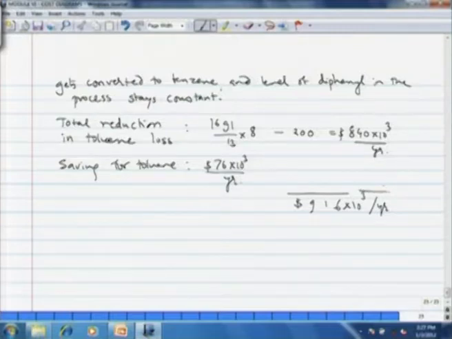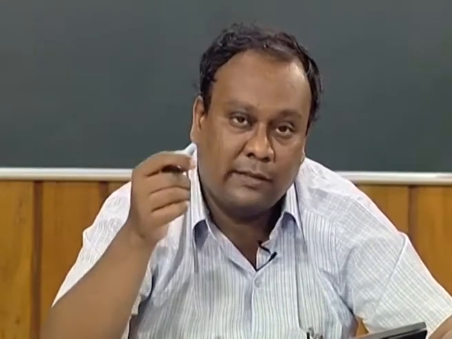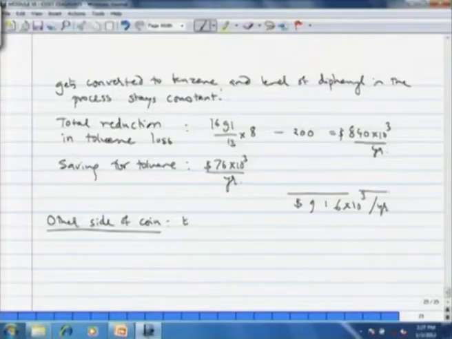Now, what is the penalty or the other side of the coin? The diphenyl will now get built up into the process and will stay steady at the equilibrium level. So, first of all, we have to find out what is the equilibrium quantity of diphenyl that is formed. And we have to oversize all our equipment to accommodate that much diphenyl. Equilibrium quantity of diphenyl.